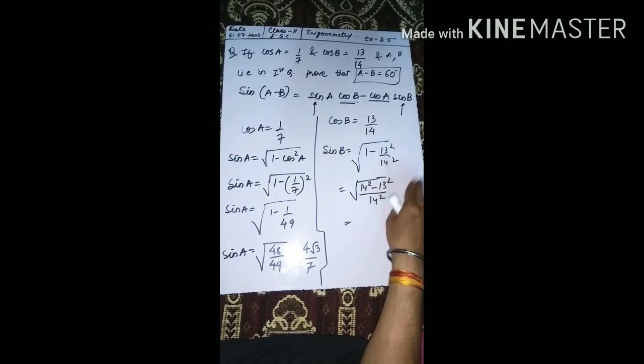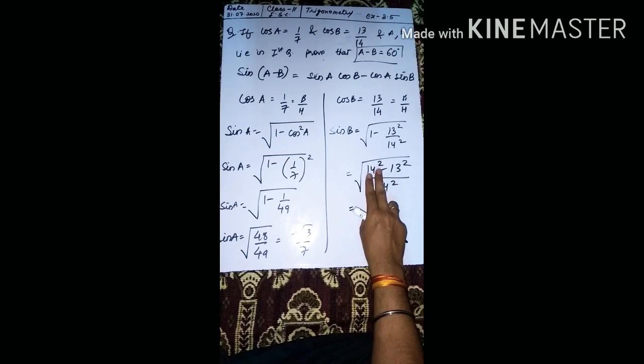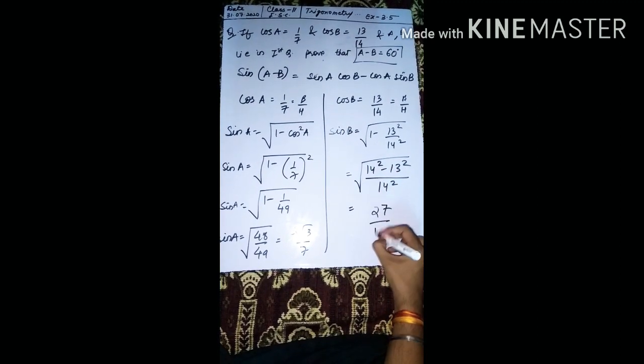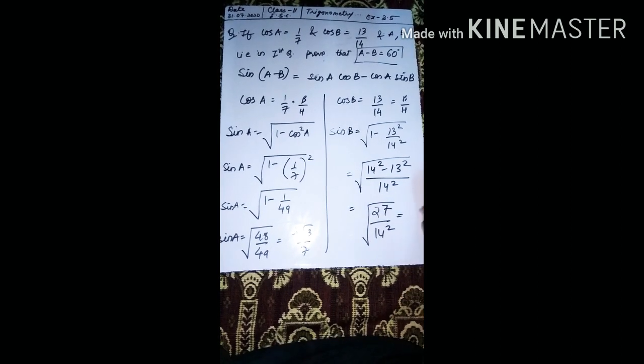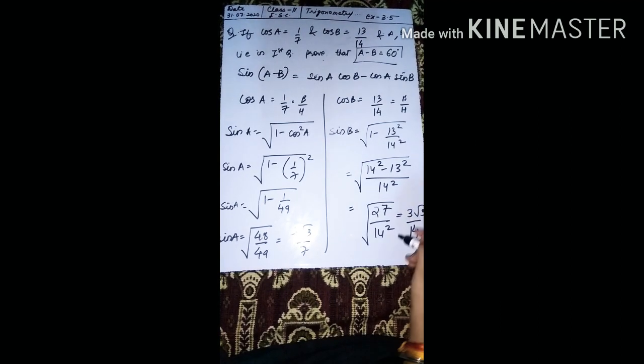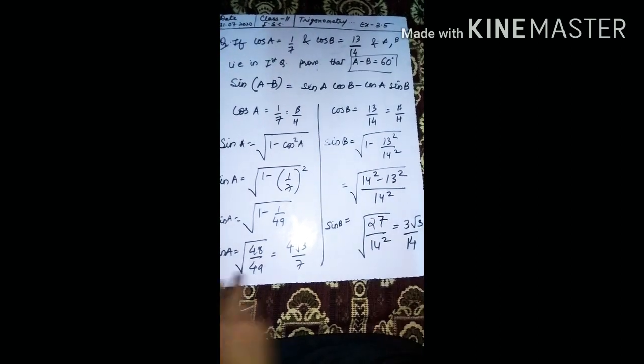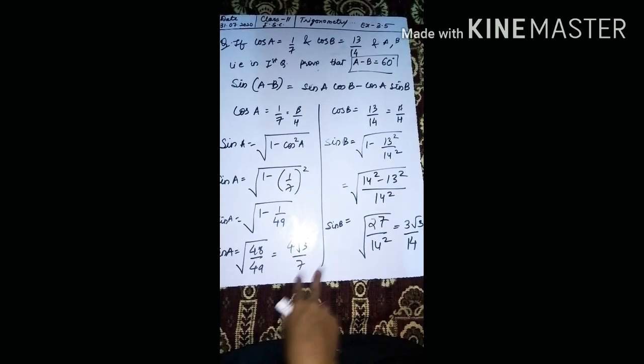13 square is 169. So when you subtract, 196 minus 169, that is 27, upon 14 the square root. So what will be in the denominator? 14, and under root 27 will give you 3 root 3. Okay, then we got sin A is equal to 4 root 3 upon 7 and sin B is equal to 3 root 3 upon 14.